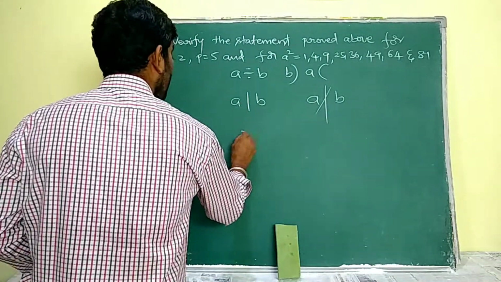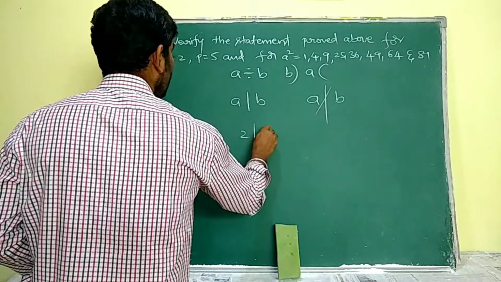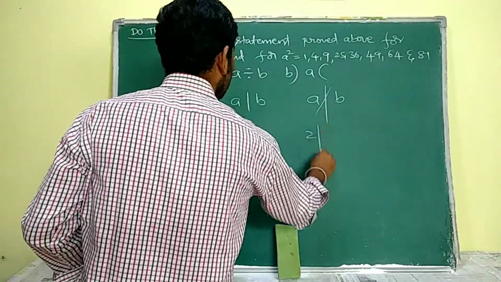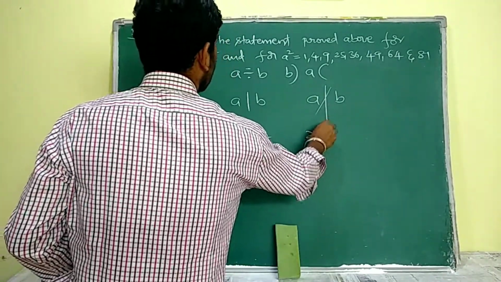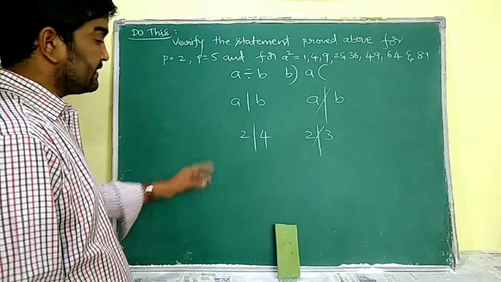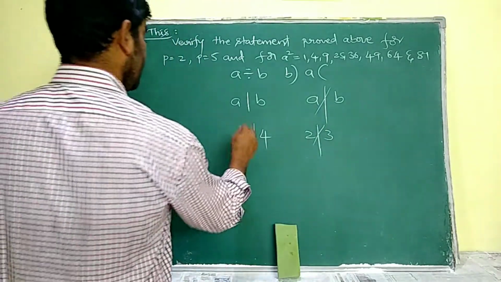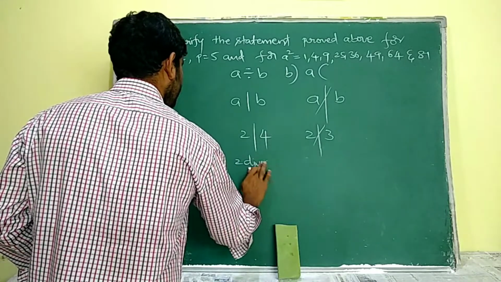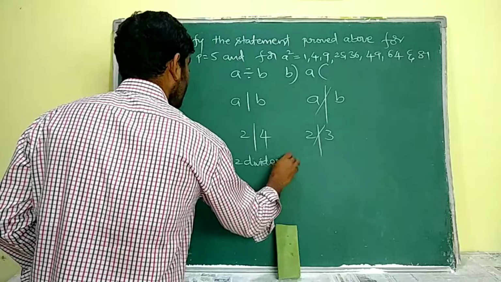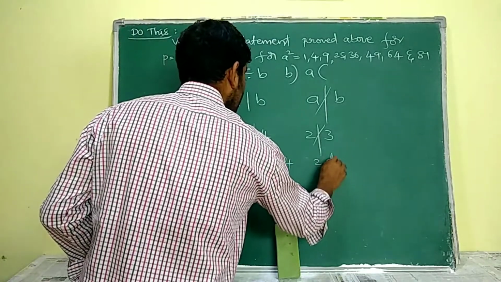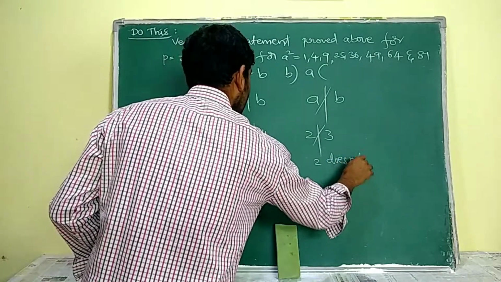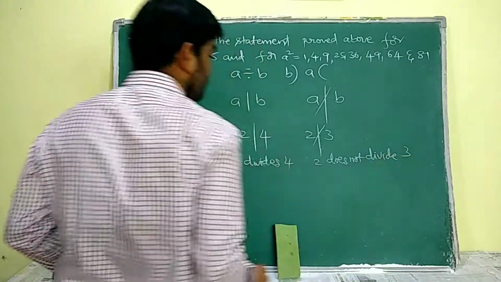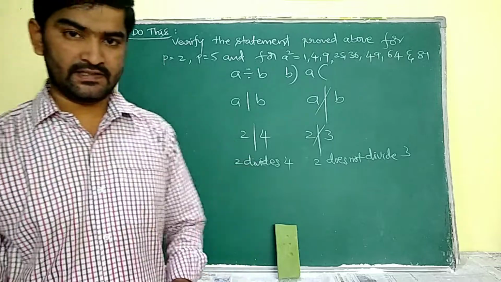For example, 2 modulo division 4 means 2 divides 4 exactly. We know that 2 does not divide 3. So 2 does not divide 3. These are the two representations. Here 2 divides 4. This means 2 does not divide 3. These are the different representations.